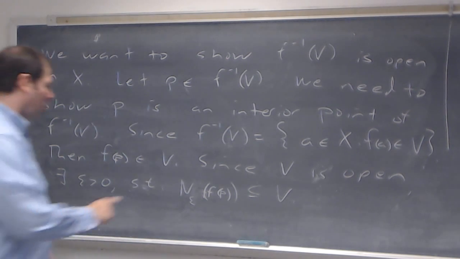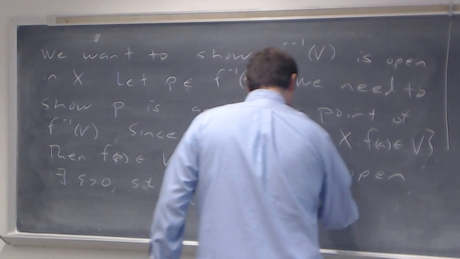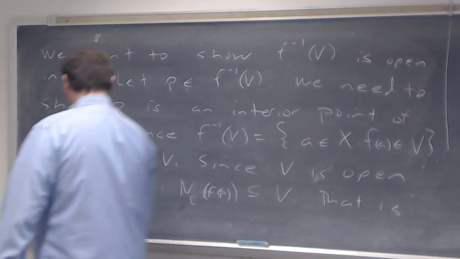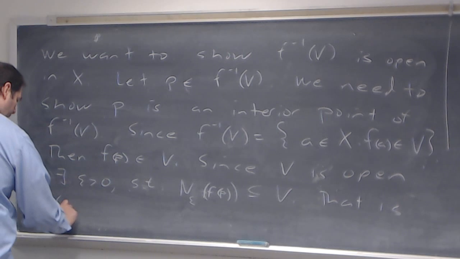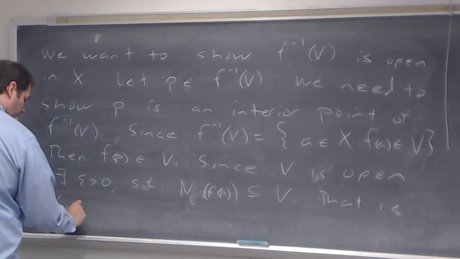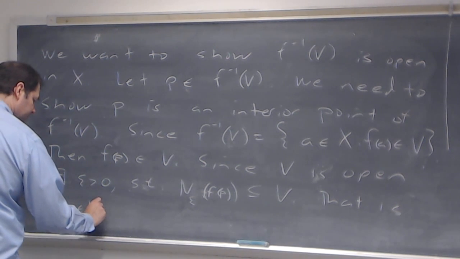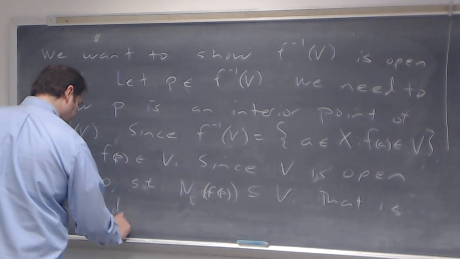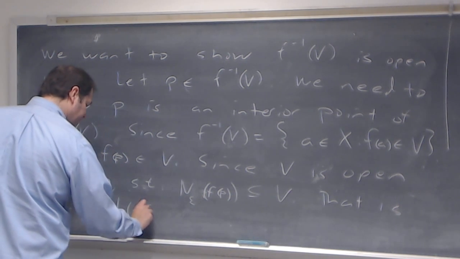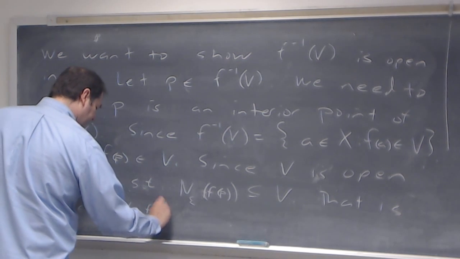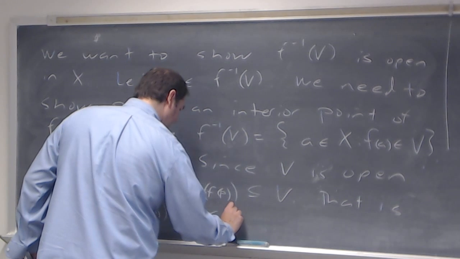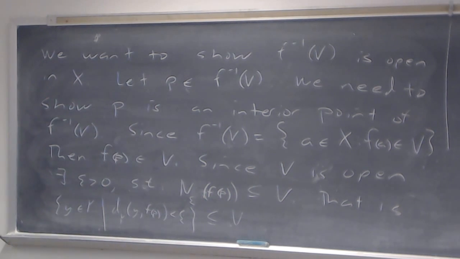Okay. Well, what is this neighborhood? That is the collection of all y's, element of Y, such that the distance in Y between y and f of p will be less than epsilon. That's what that neighborhood is. That's contained in V.